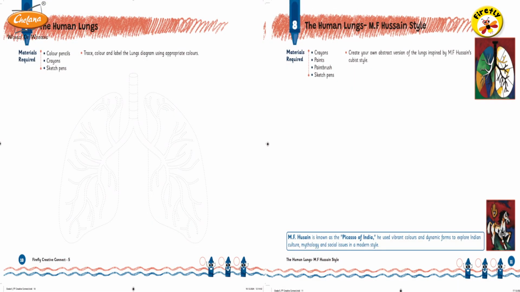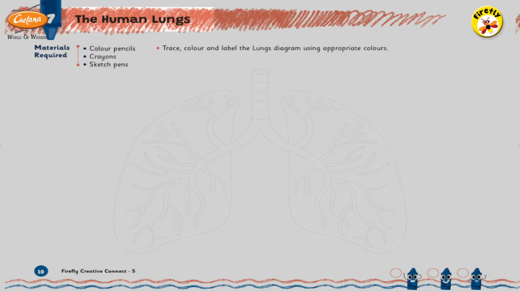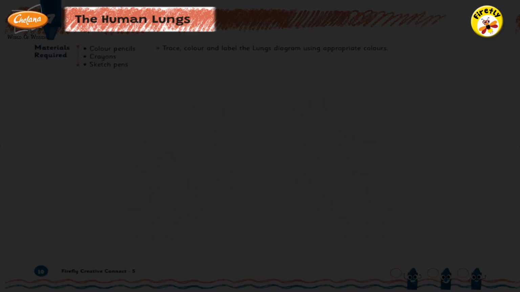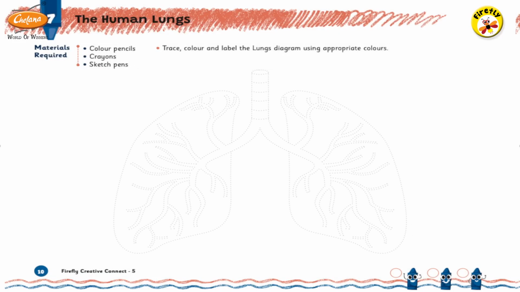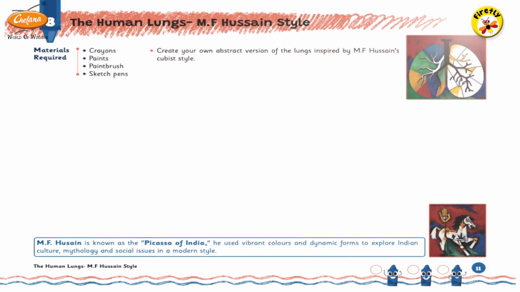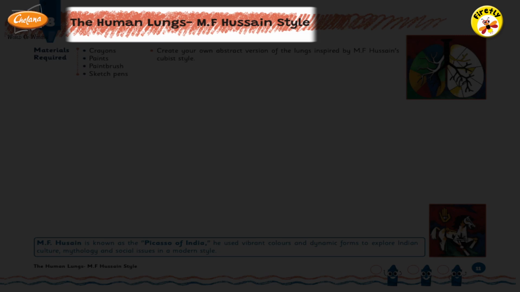Book 5, page 10 and 11. Real inventiveness. They are learning the human lung. Grade 5, yes. So the first one, a drawing, is connect the dots and color it, where they draw the actual lung correctly as it is in biology. But the next step is that they have to do it in M.F. Hussain's Cubist style. Isn't that an interesting way to learn biology?